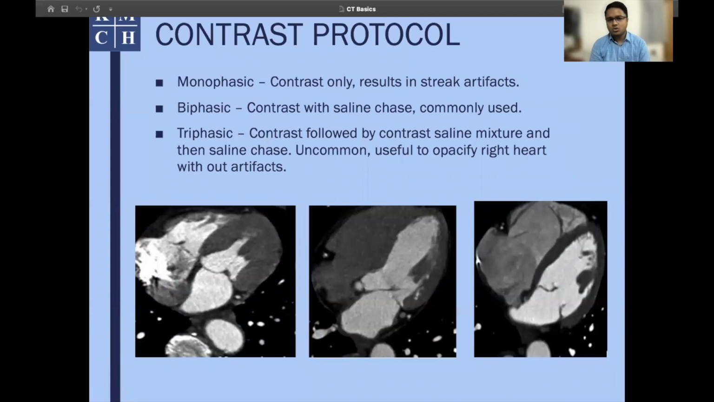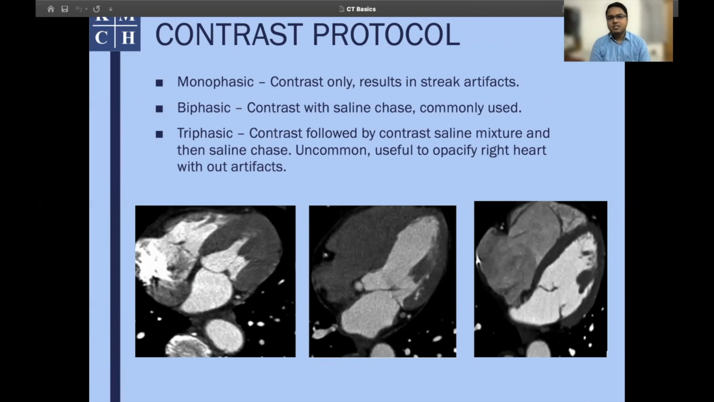Coming to contrast protocols, there are three types of protocols: monophasic, biphasic, and triphasic. Monophasic is when you have only a single head injector, so you don't have the option of two heads, one with contrast and one with saline. The problem with monophasic injection is that there will be a lot of streak artifacts in the right side of the heart.